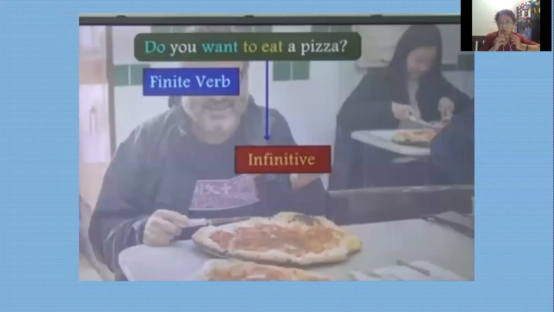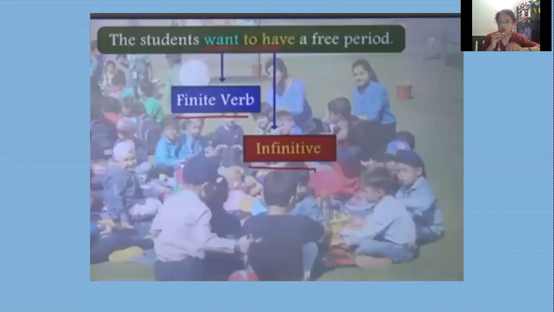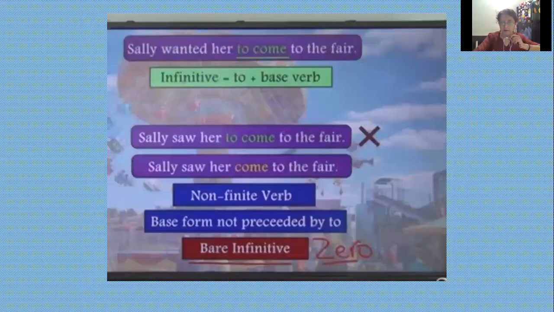Like, do you want to eat a pizza? Do you want is finite, because obviously with you we always use do. To eat, here eat is infinitive. The students want to have a free period. Oh my god, wow, free period. Yes, the students want to have a free period. So want is a finite verb, because if we put the student, it would be wants. And if we change it into past tense, wanted. And have is infinitive.